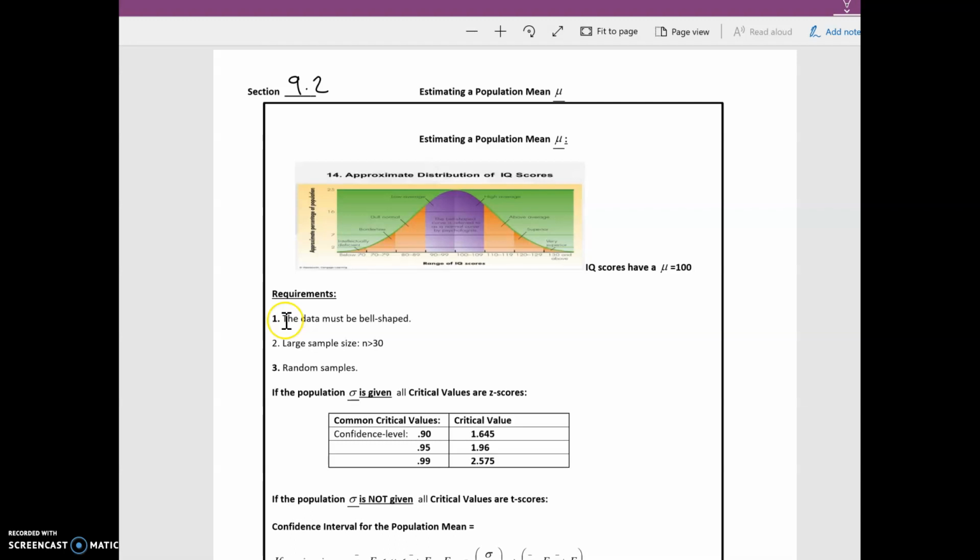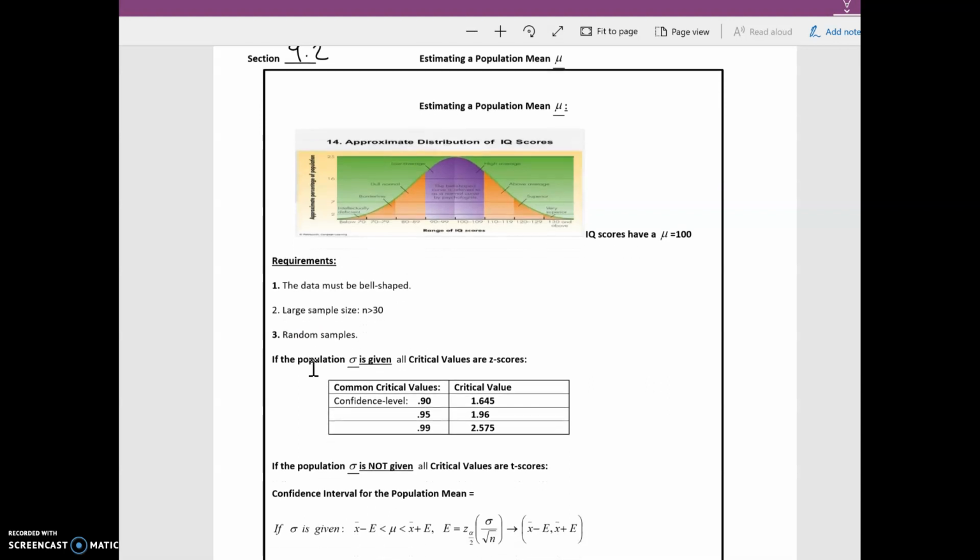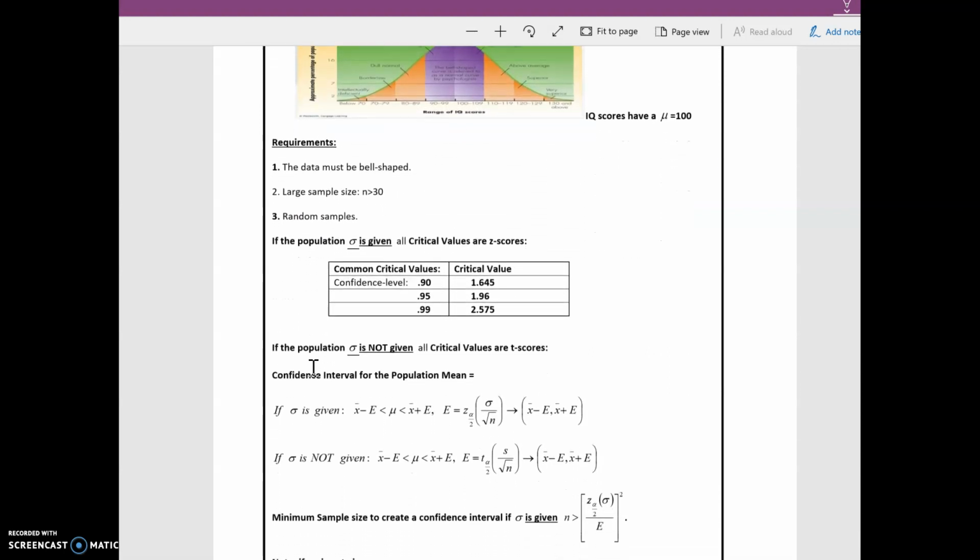Now, we're going to assume that the data is bell shaped. We're also going to assume that it's a sample that is large, greater than 30, or bell shaped, and then also that they're random samples. Now, these are the main conditions that we're actually taking into account.